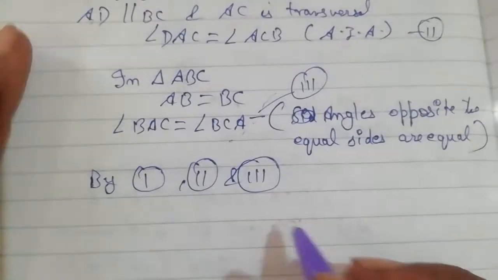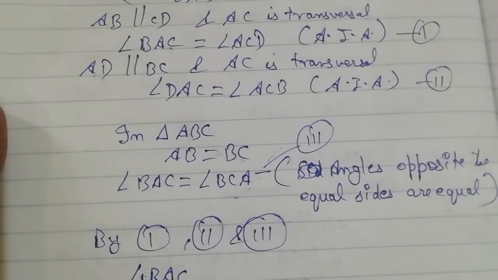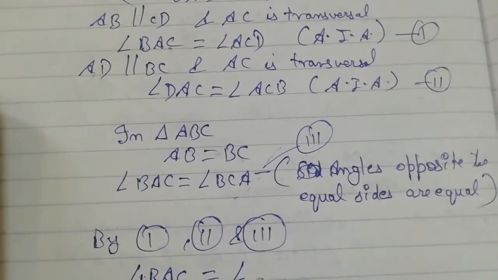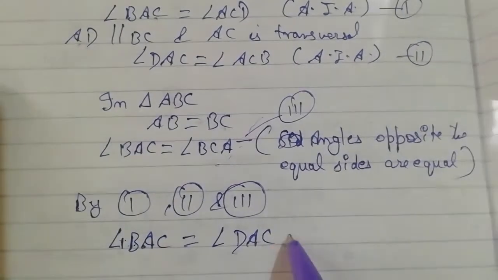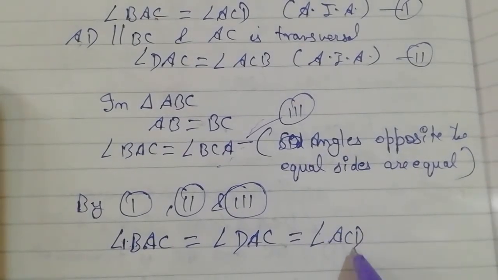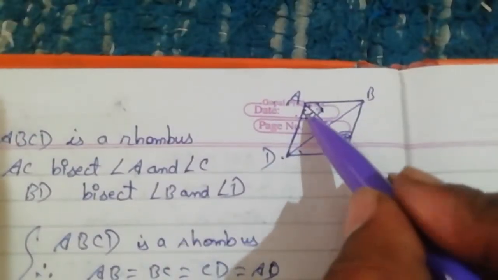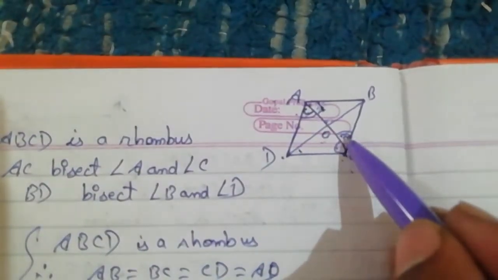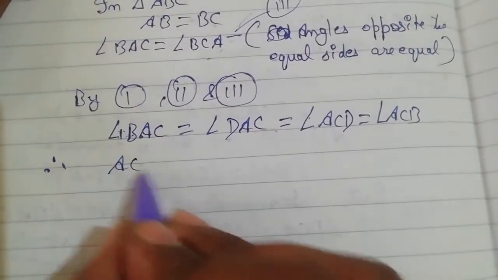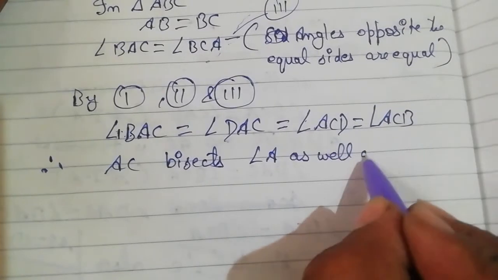So by these three we can say that angle BAC is equal to angle DAC, and it is also equal to angle ACD is equal to angle ACB. So all these angles are equal. This is equal to this one, and this is equal to this one also, and this one. So all these angles are equal. Therefore we can say that AC bisects angle A as well as angle C.